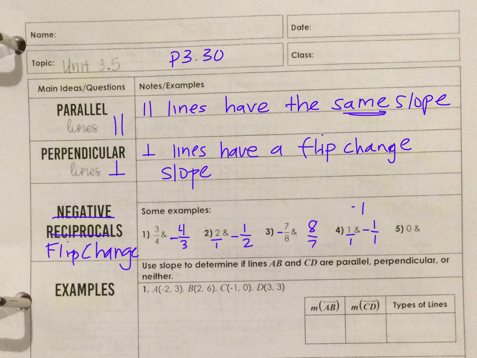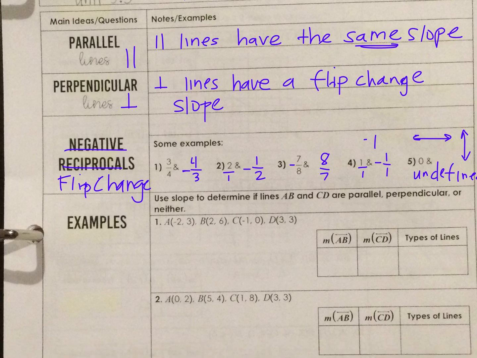Now, for this one, if my slope is 0, my line looks like that. For its flip change, the line would turn and look like that. So it's 0 or undefined slope, which just means an up and down line. Now we're going to work on some examples of that.